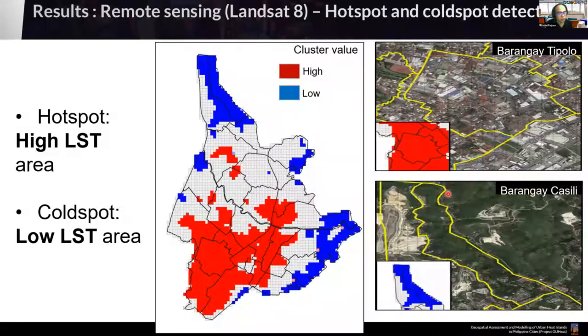In order to further our analysis at the barangay level, we did hotspot and cold spot detection. Hotspots are high LST areas, while cold spots are low LST areas. A few examples are Barangay Tipolo as a hotspot. As you can see here, Barangay Tipolo is highly urbanized, while Barangay Casili is considered a cold spot, which is very highly vegetative.